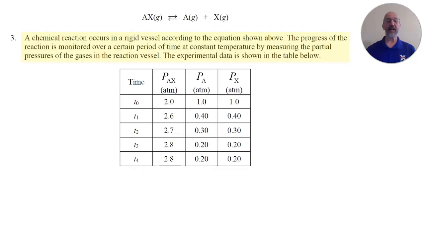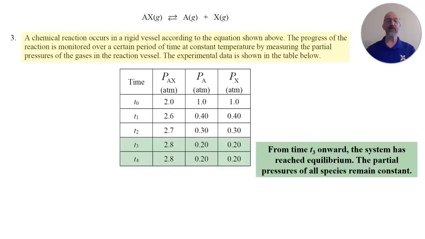Now, based on our understanding of equilibrium, equilibrium would be achieved for this reaction when the partial pressures of all three substances remain constant over time. So I will highlight that region of the table. We can see that from time t3 onward in this experiment, the partial pressures of all species remain constant. So the reactant AX has a partial pressure of 2.8 atmospheres, and that remains constant over time. And then the products, A and X, their pressures, 0.20 atmospheres, remain constant over time from time t3 onward.